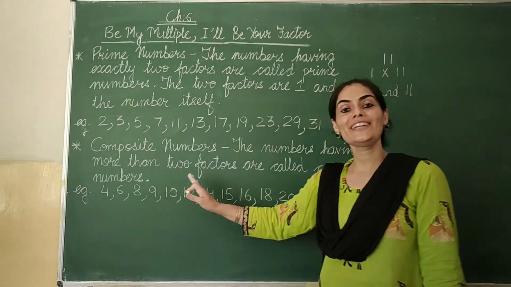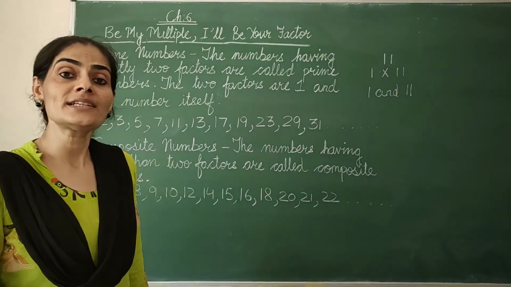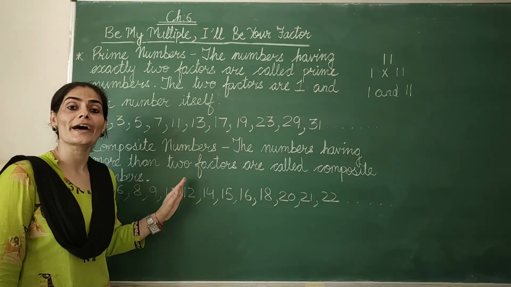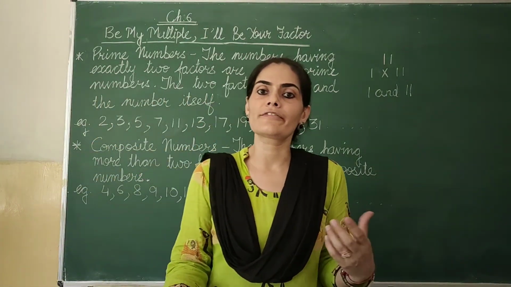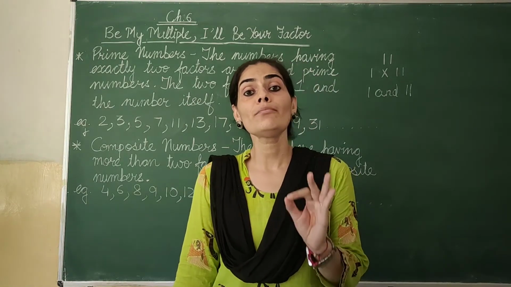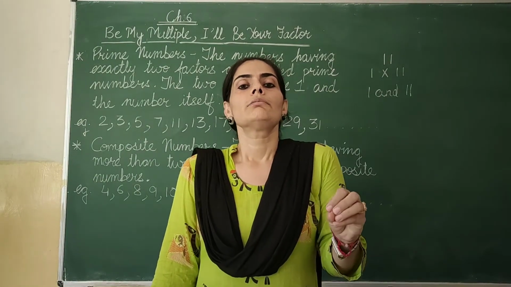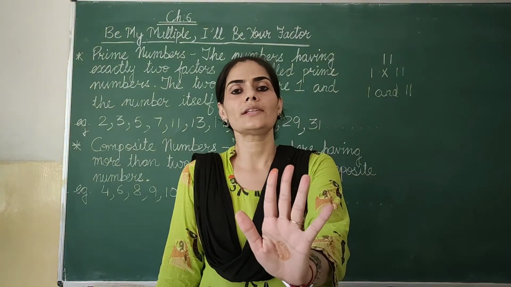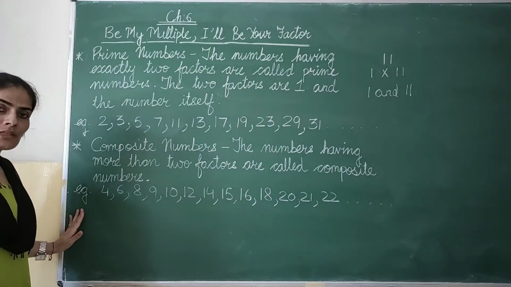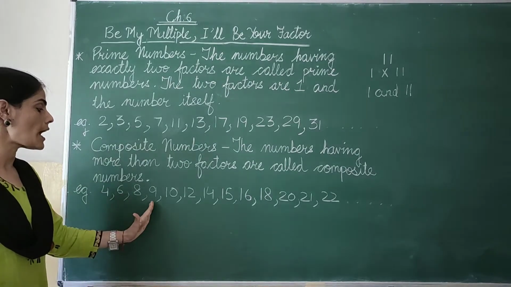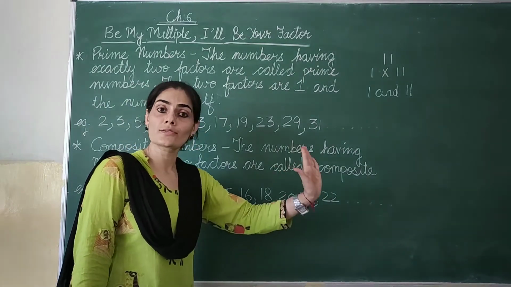Now let's move to the next type of numbers. They are composite numbers. Composite numbers are those numbers which have more than two factors. They could have 3, they could have 4, they could have 5 and more also. But it should be more than 2. The moment you see that a number has even one factor more than 2, you straight away say that it is a composite number. The examples of composite numbers are 4, 6, 8, 9, 10, 12, 14, 15, 16, 18, 20, 21, 22 and so on.